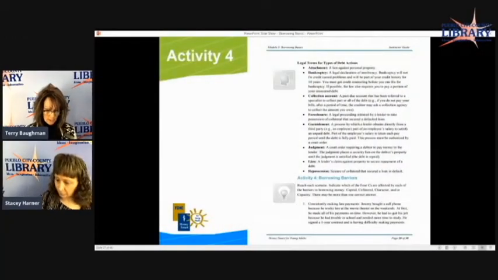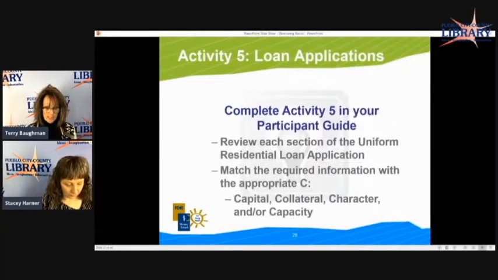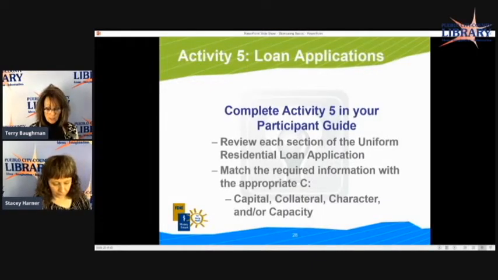Okay, Stacy, let's take a look at a loan application. So in the workbook, you are going to be on page 22. We're going to take a look at how to complete an application and talk specifically about what the 4 C's, these areas, are on this application.